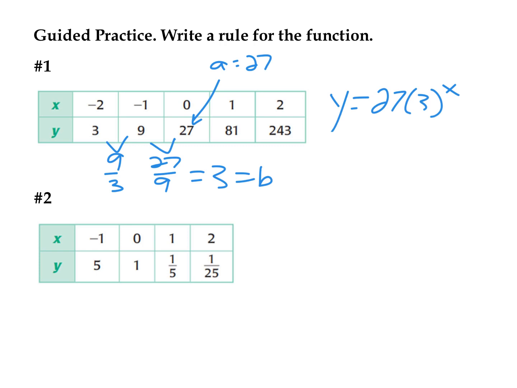If we want to check and see if that works, we could take any of these x values, plug it into our equation, and we should get the y value that goes with it. So if I plug a 1 in here for x, I should get an 81 for y. And so you can always check and make sure that the rule you're writing in your equation actually works.